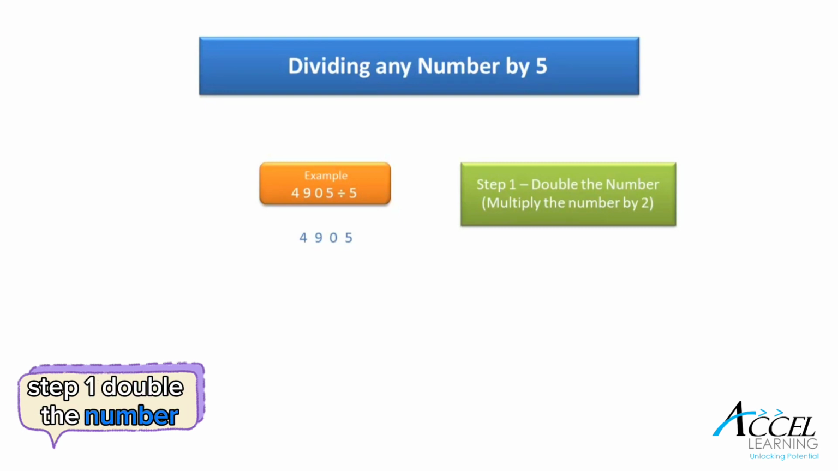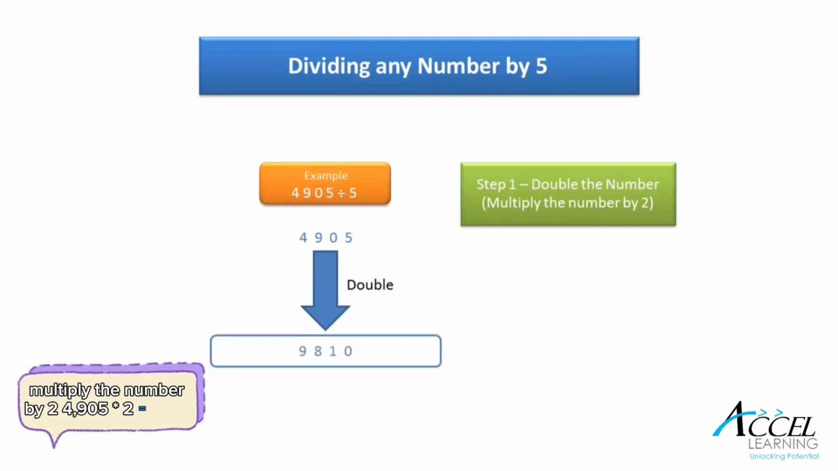Double the number. Multiply the number by 2. 4,905 times 2 equals 9,810.